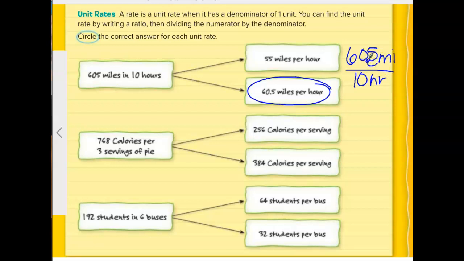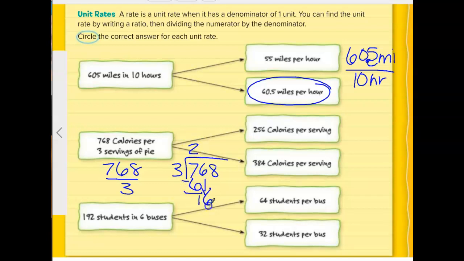Okay? On the next one, I have 768 calories per 3 servings. So how many calories are in 1 serving of pie? So I would take my top number and divide by my bottom number. So we're going to do it the long way. How many times can 3 go into 7, Jack? 2. 2 times 3 is? 6. Subtract, I get 1.